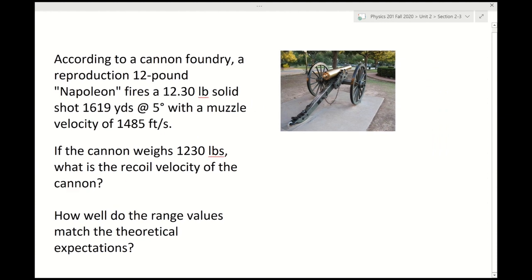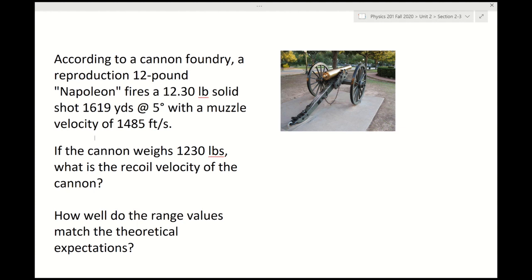So according to a cannon foundry, a reproduction 12-pound Napoleon fires a 12.3-pound solid shot 1,619 yards at 5 degrees with a muzzle velocity of 1485 feet per second. If the cannon weighs 1,230 pounds, what is the recoil velocity of the cannon?